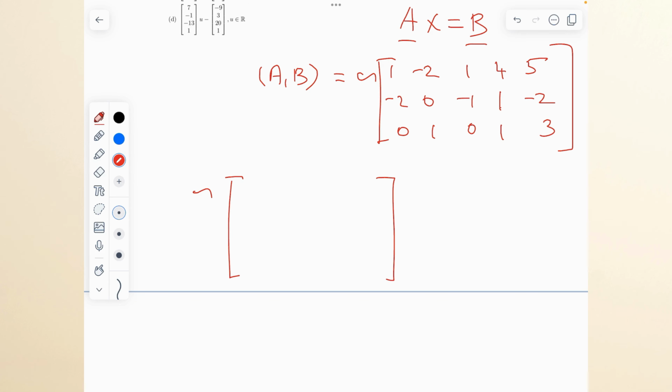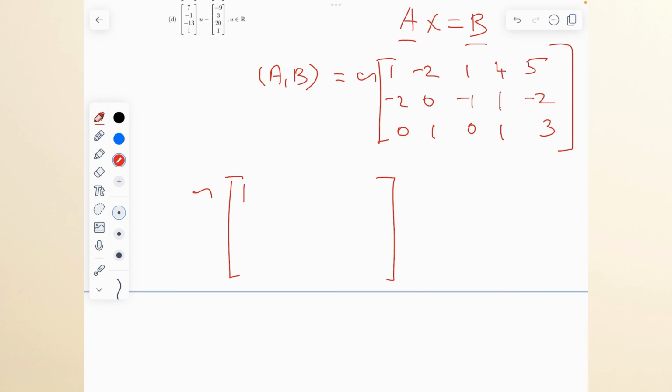Keep the first row as it is, no need to disturb that. Here, as I explained in the first video also, we should now convert it into an echelon form. Echelon form is nothing but: the first element of the first row should be 1, and below 1 both should be zeros. Similarly, look at the second row, the second element of the second row should be 1, and below that it should be 0. That's all. So let us convert that.